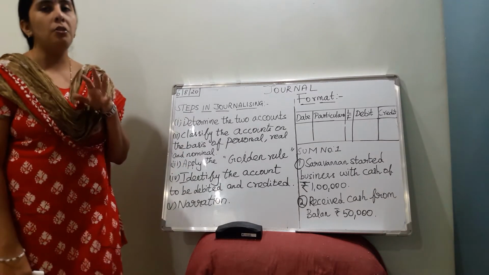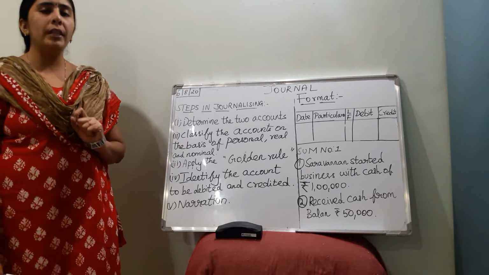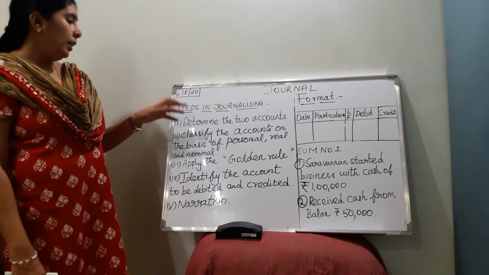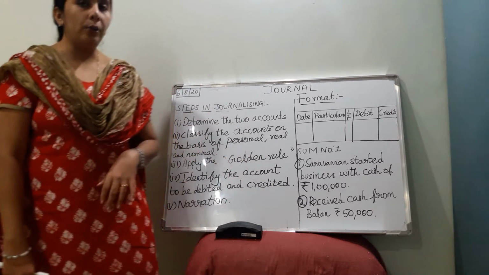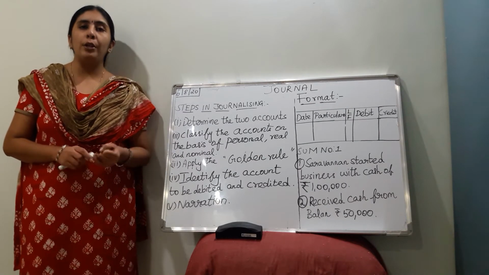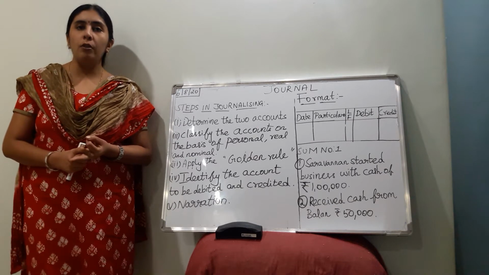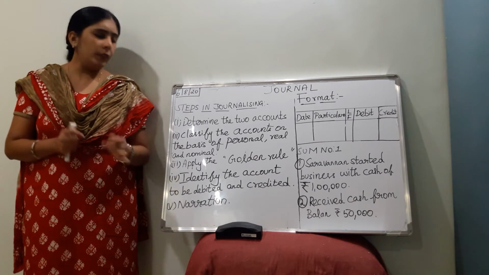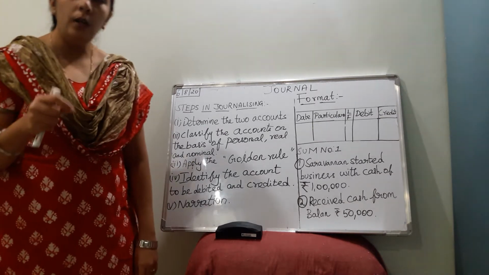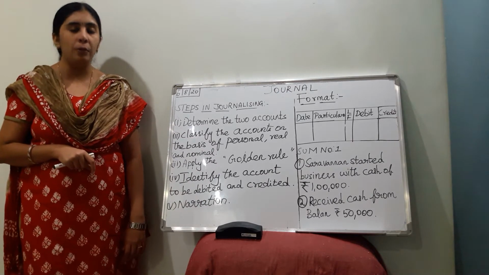But in the learning stage, or in the very beginning, it is necessary for you to know the transactions and which accounts they belong to. Then we have to apply the golden rule. I hope you all remember the three golden rules: one for personal, one for real and the other for nominal. If you have any doubts regarding the golden rule, I have put up a video on it. You can refer to that video also.